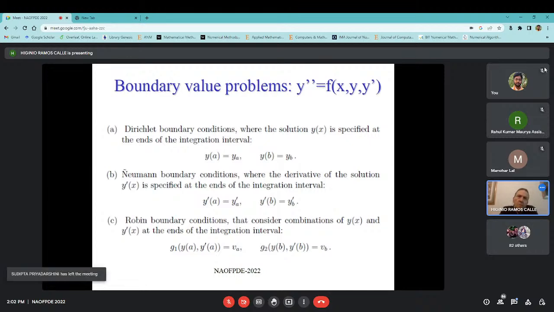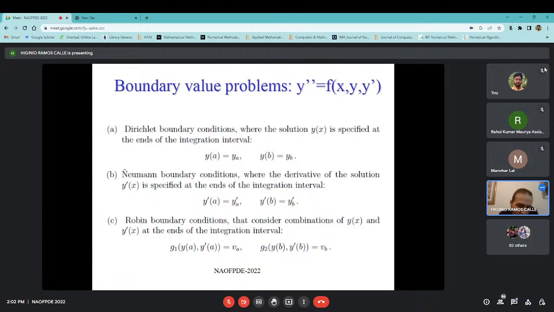Well, as I told you before, the block methods may be used for solving different kinds of differential equations. In particular, they can be used for solving second-order differential equations, and in particular, for solving boundary value problems. So in this case, what is the difference? The difference is that we cannot use the block method sequentially.